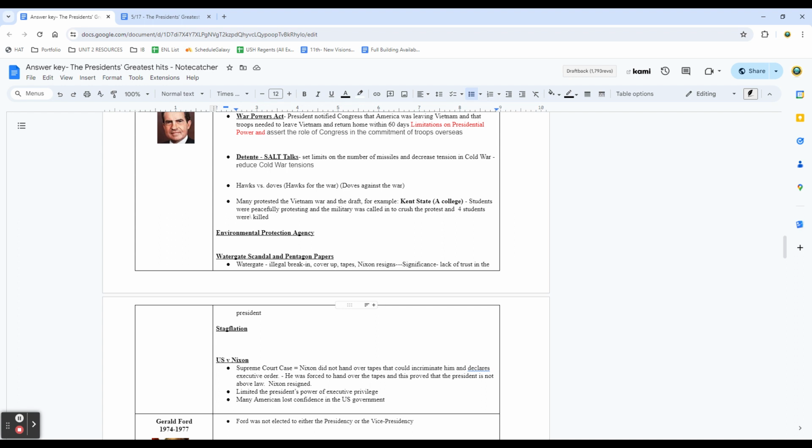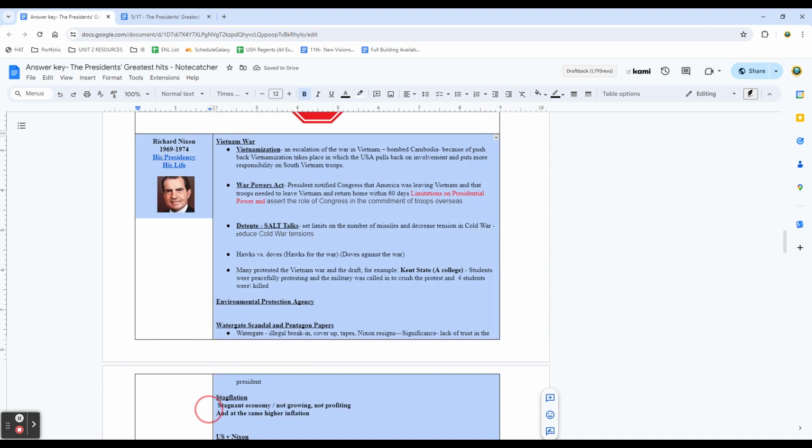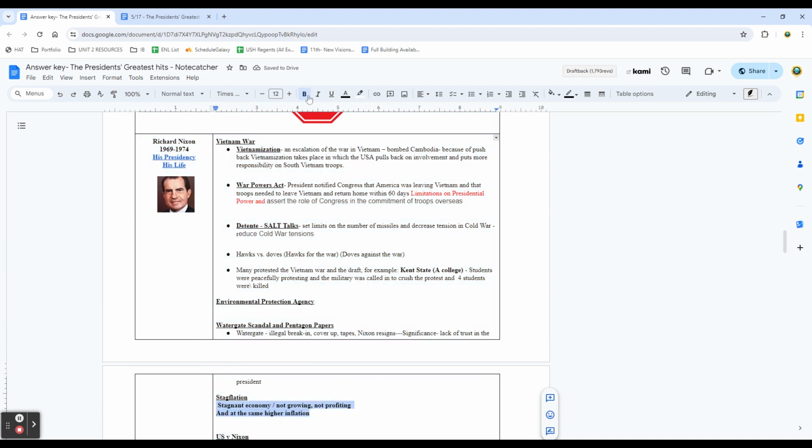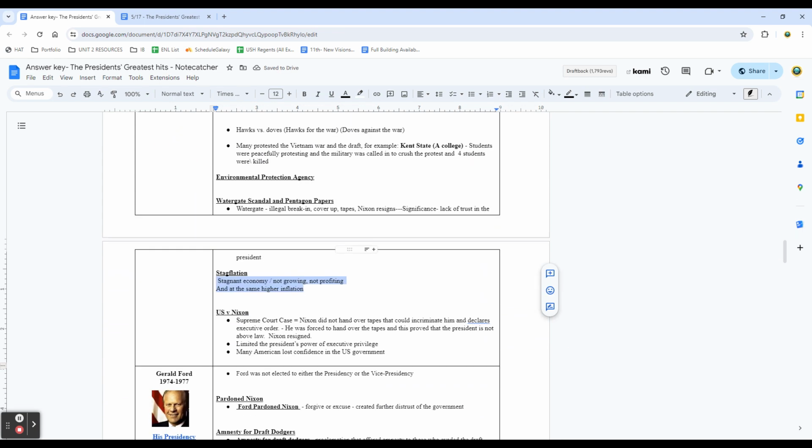There's also stagflation during Nixon's presidency. This is a stagnant economy. The economy is not growing. Companies are not profiting. And at the same time, there is higher inflation, right? So the prices are going up, but it's not just because the economy is doing better or producing more goods. There's stagnation and stagflation. And this is going to be a major economic bugaboo for not just Nixon, but future presidents too.